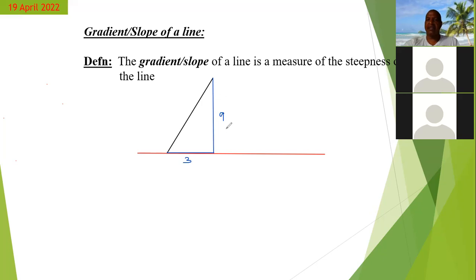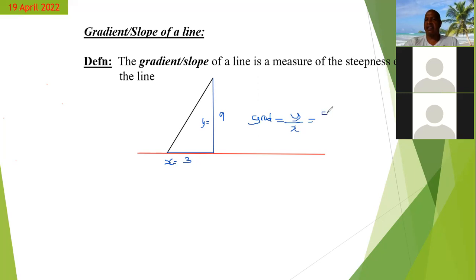Now this height is a y value, and this length is an x value. So if we are measuring horizontally, we are measuring an x value. So x equals 3, and here we can say y is equal to 9. And in short, your gradient is a measure of your y value over your x value. So your y value over your x value is what you use to measure your gradient.